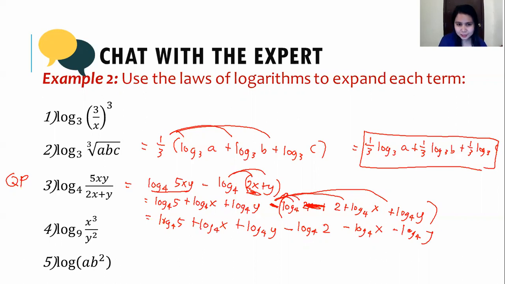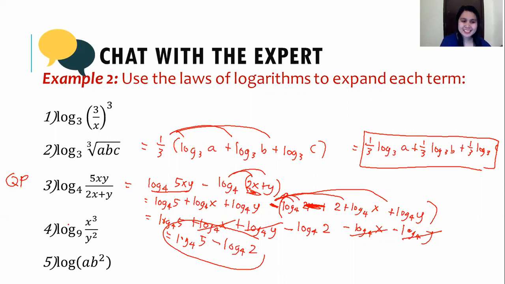Actually, you can cancel these: log base 4 of x minus log base 4 of x, log base 4 of y minus log base 4 of y. So our answer can be log base 4 of 5 minus log base 4 of 2. The next numbers you can do on your own. It's just an easy one. Any questions before I go to condensing, the opposite?